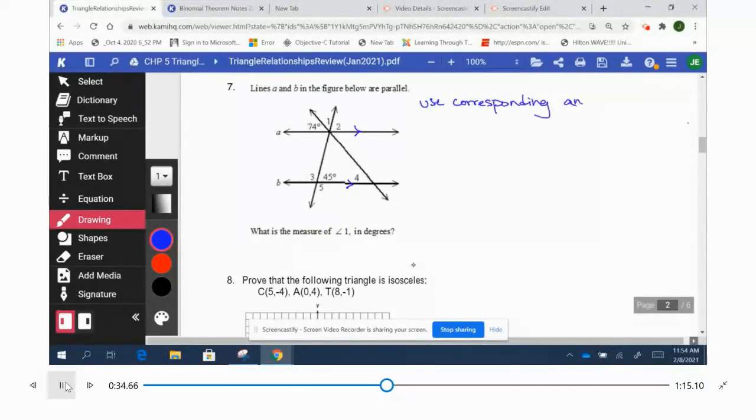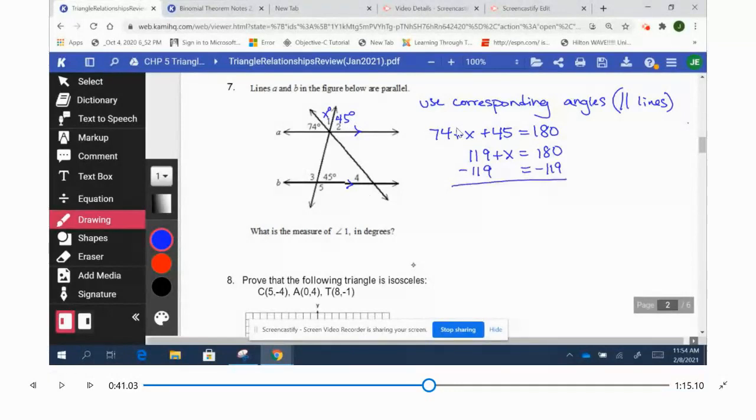Okay, for the next one, the arrows are the markings that those are parallel. Arrows in the middle of what's shown. And I'm going to use corresponding angles. The 45 degrees here is also the same as the corresponding angle up on the other intersection, 45 degrees. So then you see these three together make a straight angle. So we will add those three to 180. I chose to do it algebraically, but you could have just taken 74 plus 45 is 119, and then subtracted from 180 to get 61.